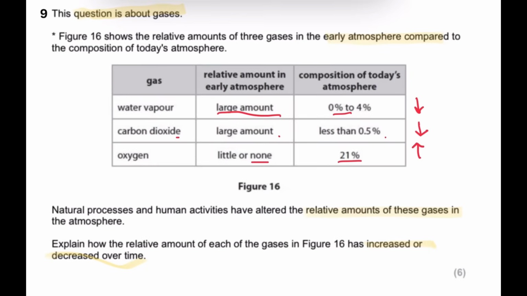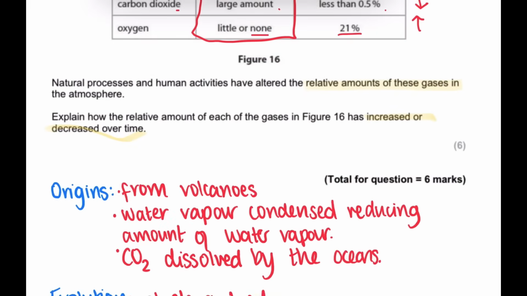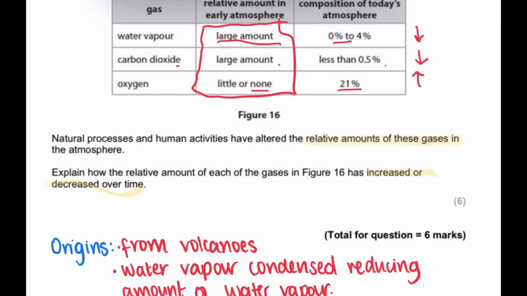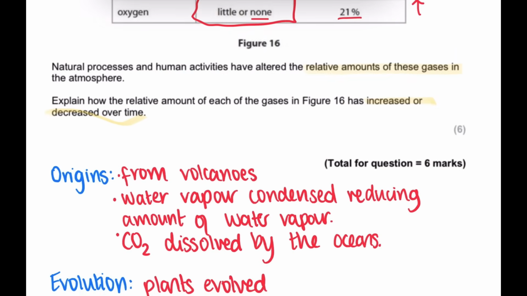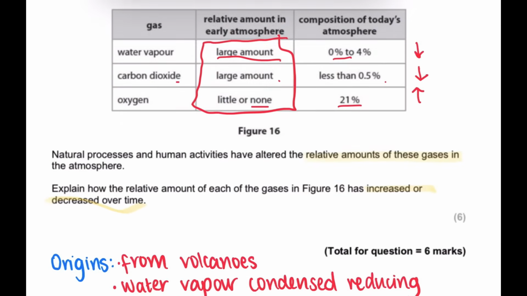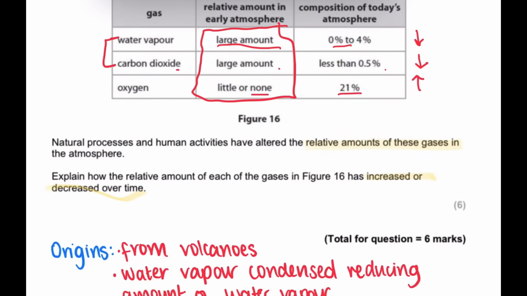So first of all, we can talk about our origins. For example, we are going to talk about how it is found in early atmosphere. We can say that carbon dioxide and water vapor originally came from volcanoes. However, as time passed, the earth has cooled. This means that water vapor has condensed, and this reduces the amount of water vapor as shown over here. Also, carbon dioxide is now dissolved and absorbed by the ocean, which means that it reduced the amount of carbon dioxide, and carbon dioxide is actually incorporated within the sea animal shells, and this is why both of them have decreased over time compared to the relative amount of early atmosphere.